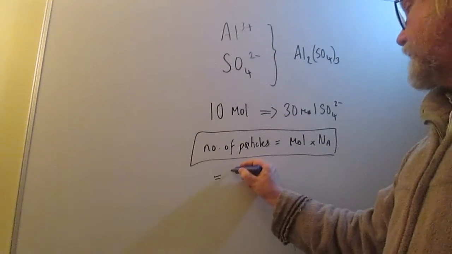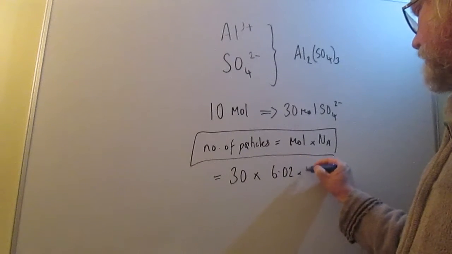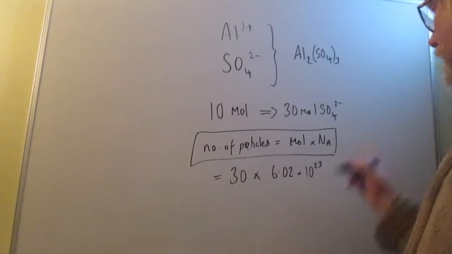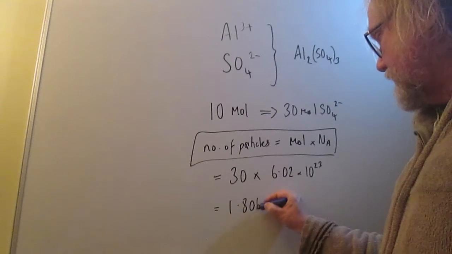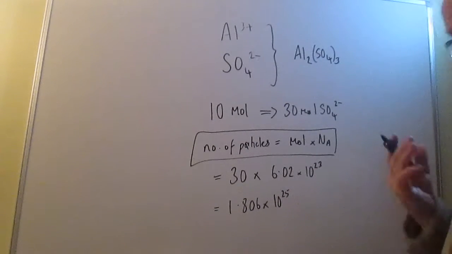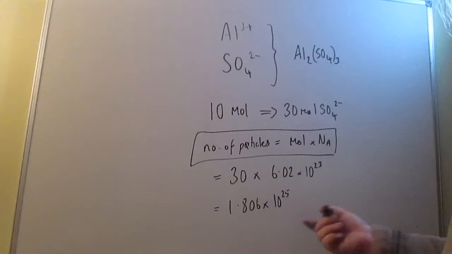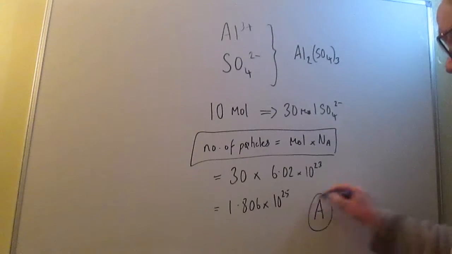So that's equal to 30 times 6.02 times 10 to the 23, which your calculator will tell you is 1.806 times 10 to the 25 ions. Round that to 3 significant figures and you get 1.81 times 10 to the 25, and so the answer is A.